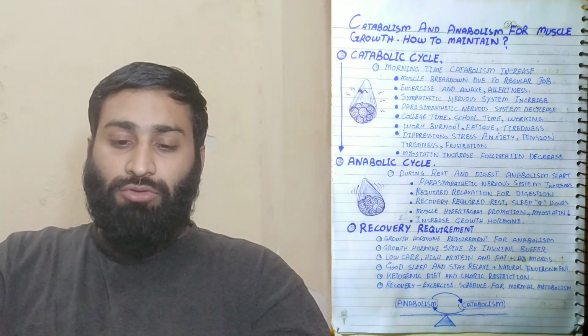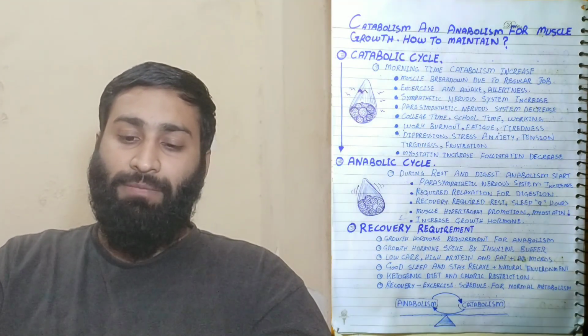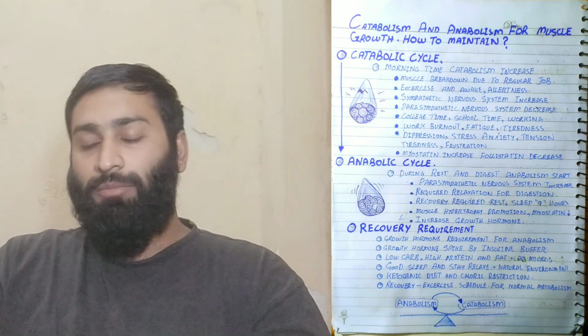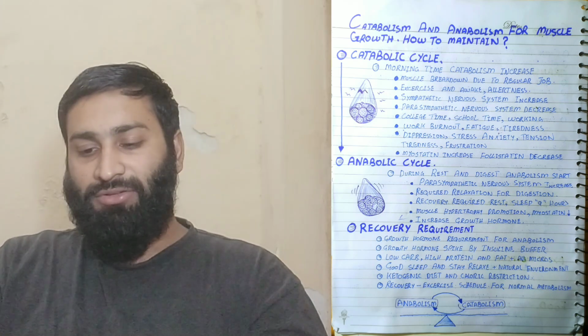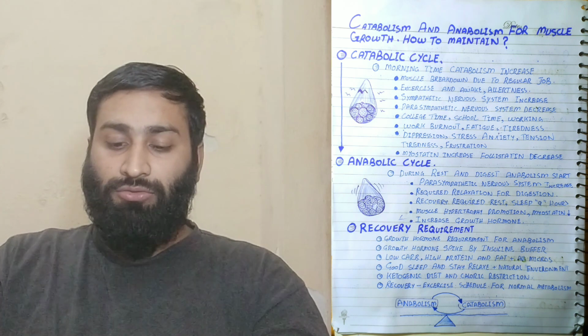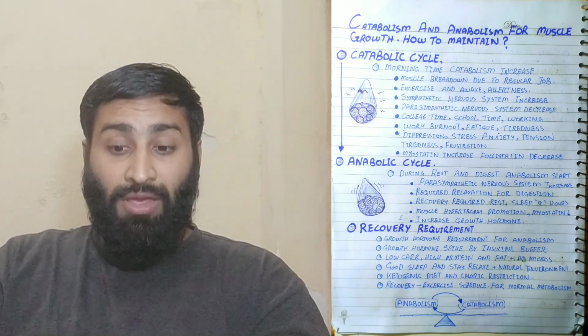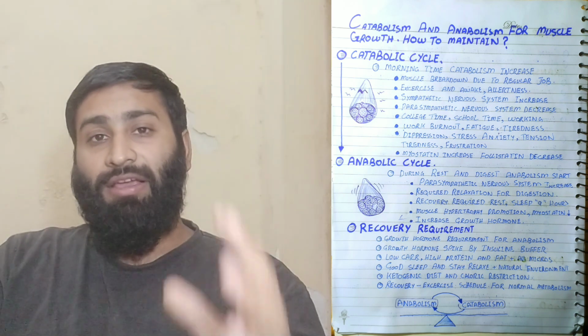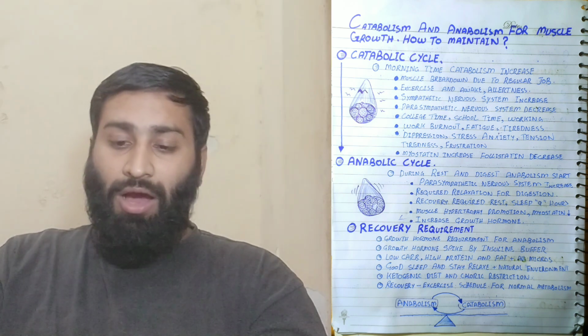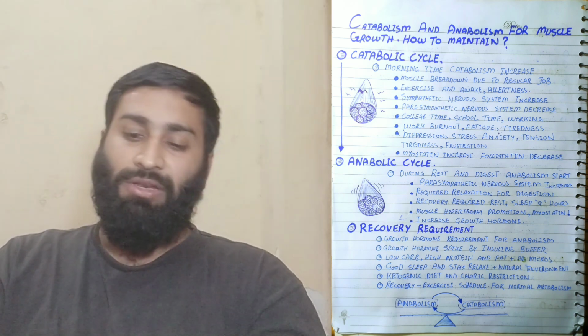So first of all, we will understand about the catabolism and anabolism for muscle growth, and how to maintain it. Here is the catabolic cycle, the nodes which they are showing in the video. During the morning time, the catabolism increases. So remember, the catabolism will increase during the morning time. This is the muscle breakdown due to the regular job, exercise, awake and alertness, and the sympathetic nervous system increases.